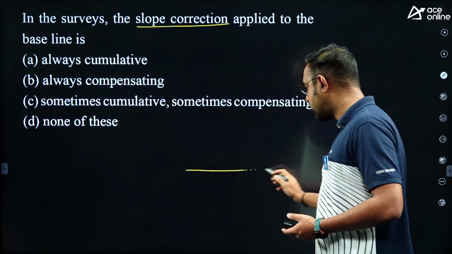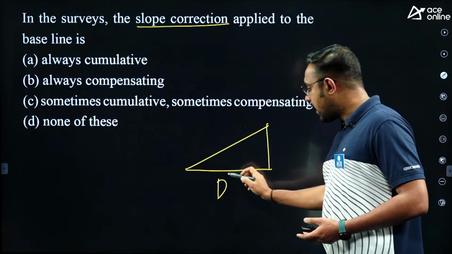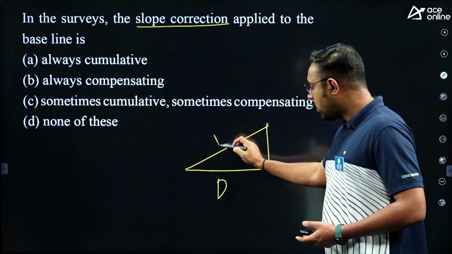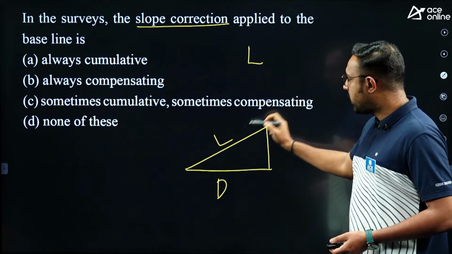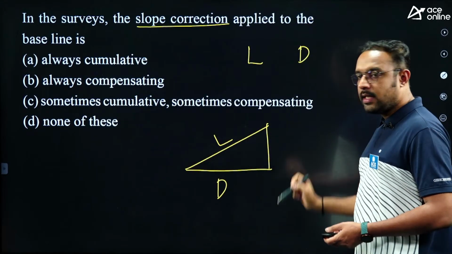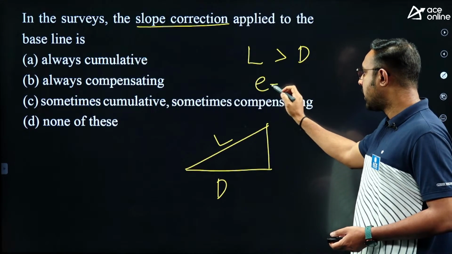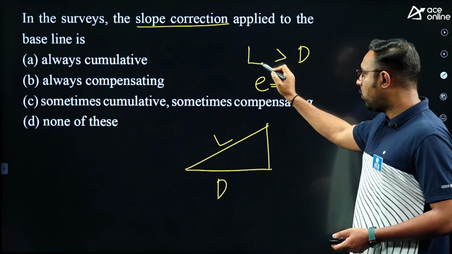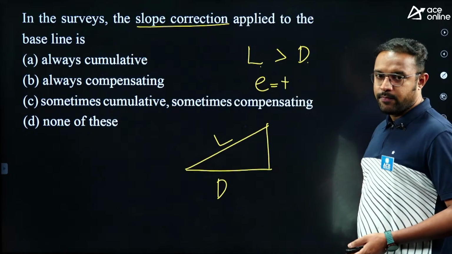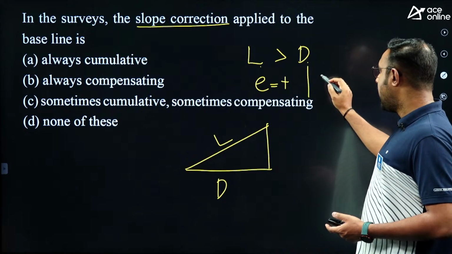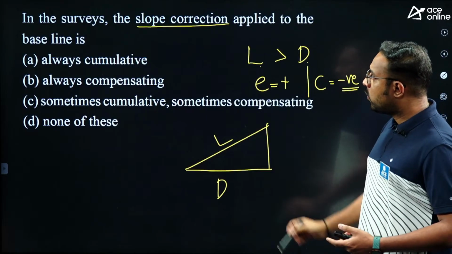Now you are supposed to measure the horizontal distance between the 2 points, but if the ground is sloping like this, rather than getting this horizontal distance, you will get this sloping length. So which is greater, the measured length or the horizontal distance D? Obviously, the measured length will be greater. Now what is the formula for the error? Error is calculated as measured value L minus correct value D. So as L is greater, L minus D will be positive. So the error is going to be always positive, and similarly correction is going to be always negative.